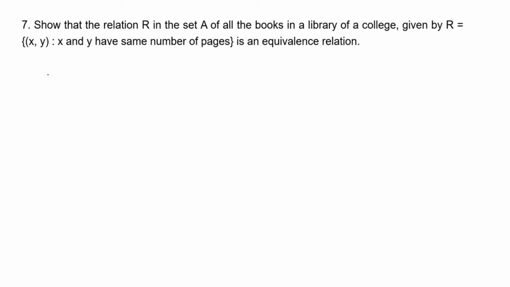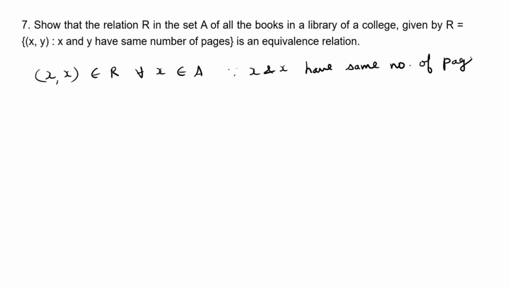To prove R is reflexive, we have to prove that (x, x) belongs to R for all x belongs to A, since two same books will have the same number of pages. Since x and x have the same number of pages, therefore R is reflexive.